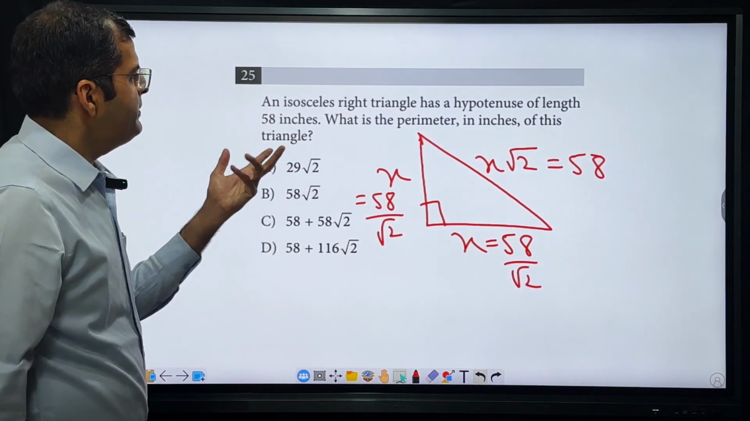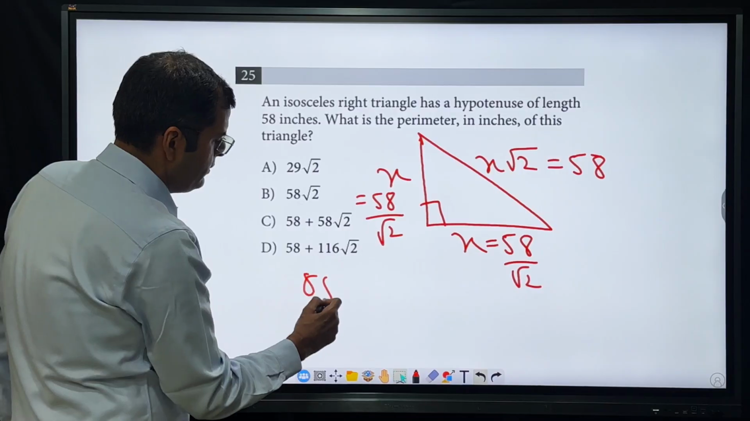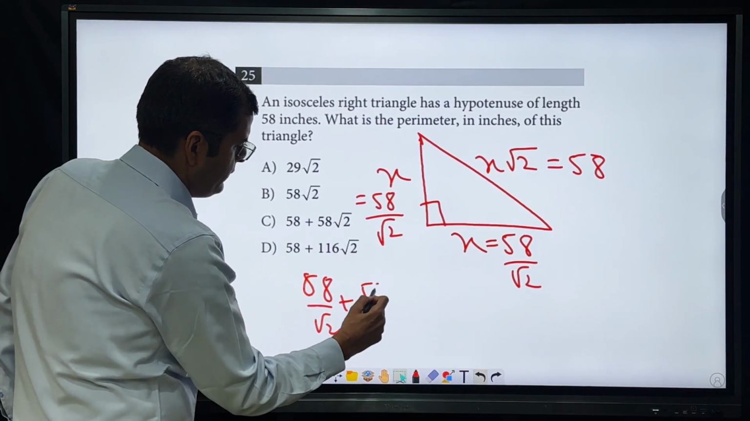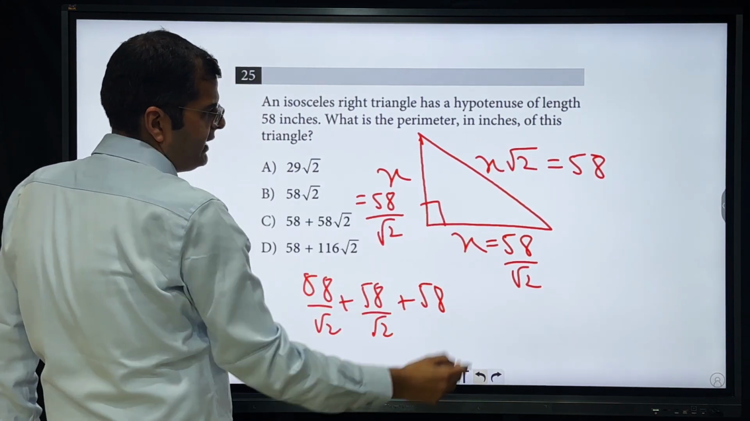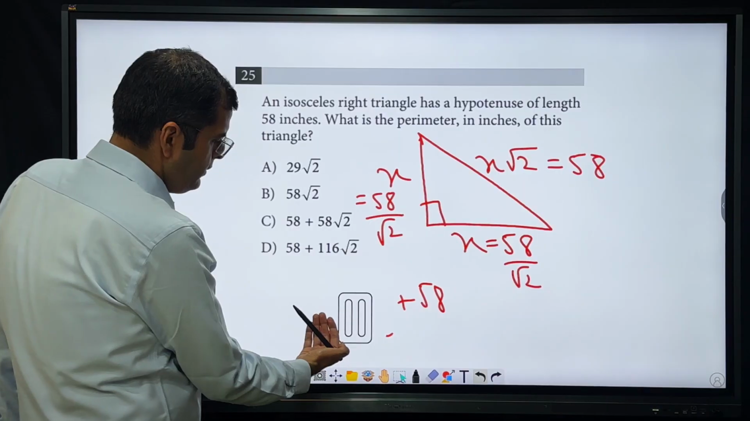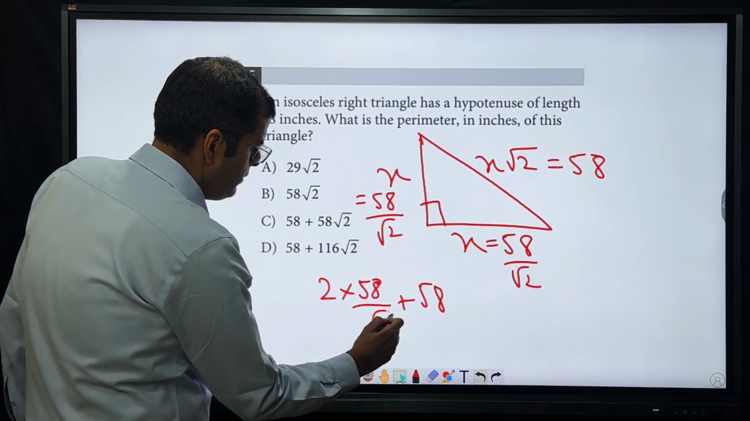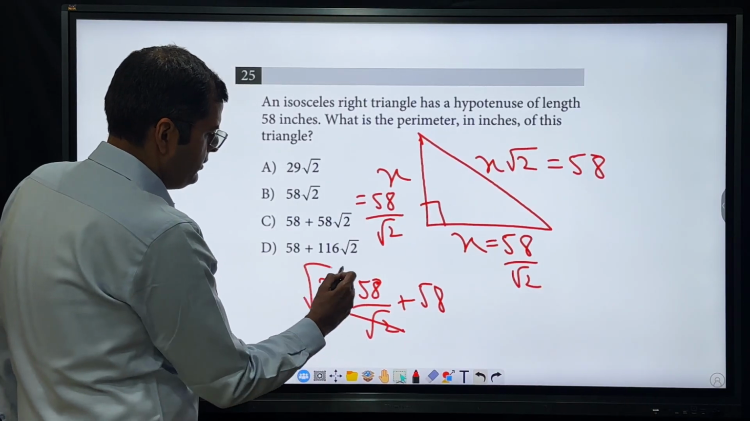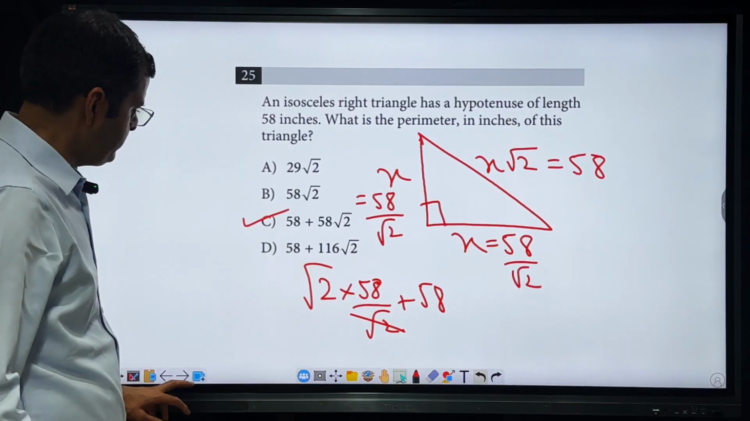We have to find the perimeter of this triangle. So perimeter of the triangle will be 58 by root 2 plus 58 by root 2 plus 58. These two sides and the hypotenuse. So what is 58 by root 2 plus 58 by root 2? I can write it as 2 into 58 by root 2. So this goes, this goes. So 58 root 2 plus 58, which is answer option C. 58 plus 58 root 2.